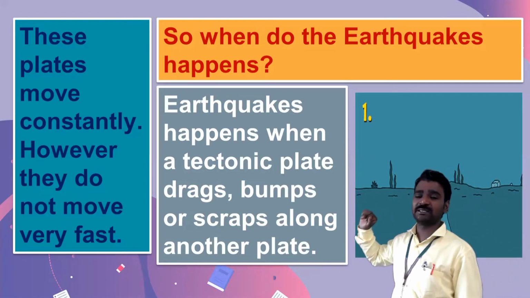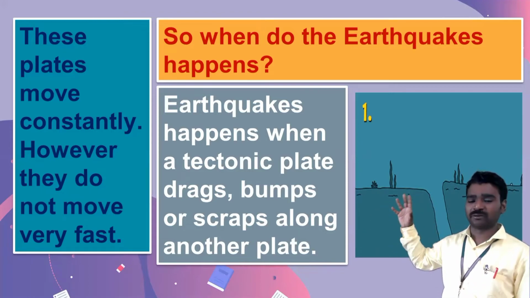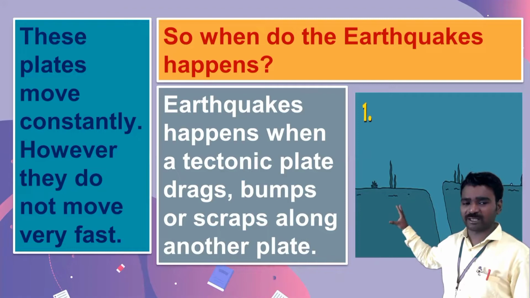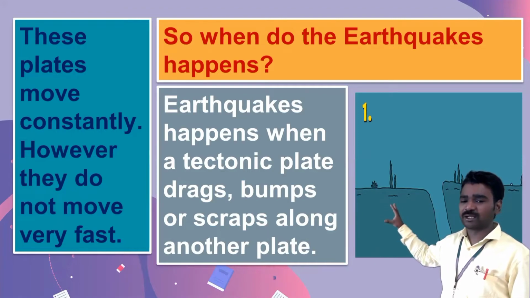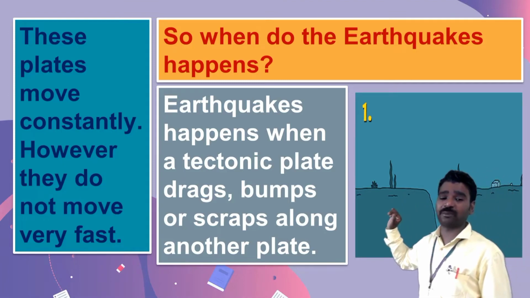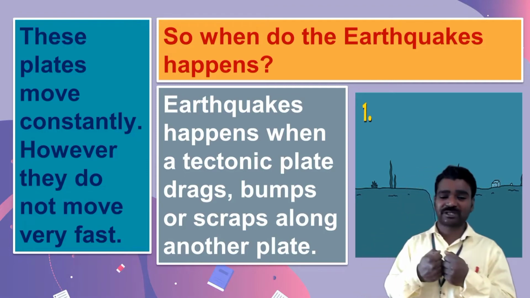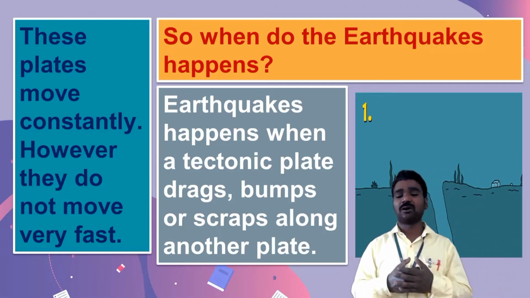Now the question is, we have understood that the earth's crust is made up of various plates. These plates are called tectonic plates, and tectonic plates are constantly moving. So when do the earthquakes happen? Earthquakes happen when a tectonic plate drags or bumps or scrapes along another.